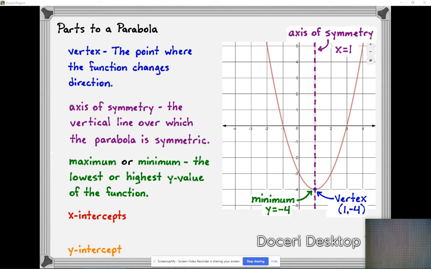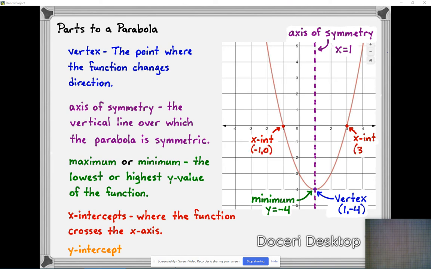We have x-intercepts. Now remember, x-intercepts from Math 1 are the coordinates or the points where the function crosses the x-axis. Well, in this case, remember the x-axis is this horizontal line. Where does our parabola cross the x-axis? Well, it crosses here and it crosses here. Those are my two x-intercepts. It's where it crosses the x-axis. Now, x-intercepts are coordinates, just like the vertex is a coordinate. What is this coordinate? Well, this coordinate is -1, 0. And the other coordinate is 3, 0.